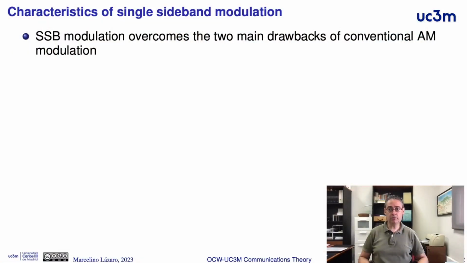The single sideband modulation overcomes the main drawbacks of the conventional amplitude modulation and the double sideband modulation. In this video, we will mention the main advantages of the single sideband modulation, but we will also discuss the main drawback of this modulation, that is a drawback in terms of implementation. And we will introduce the vestigial sideband modulation as an alternative to overcome this drawback.